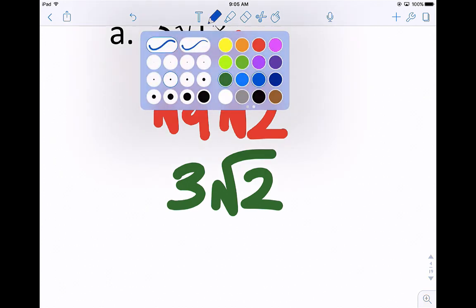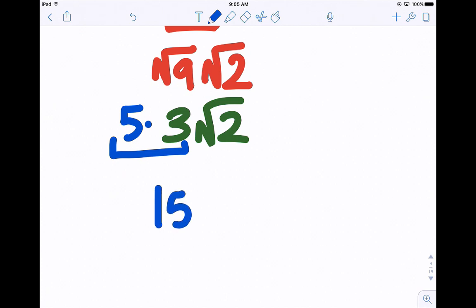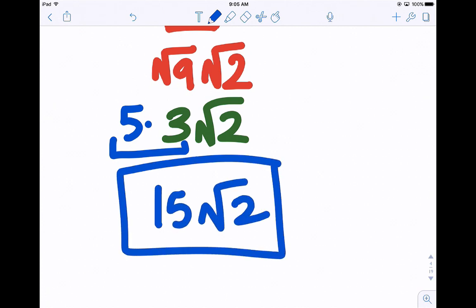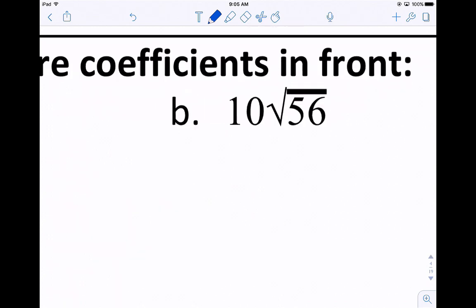But now stick that 5 out in front, and you multiply. So 5 times 3 is 15, and our final answer is 15 square root of 2. Okay, so when there's that number outside, you multiply your whole numbers at the end. So let's do the next one.